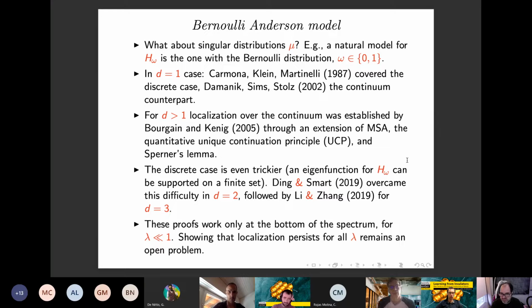Then, inspired by some work in harmonic analysis, Ding and Smart and Li and Zhang later overcame this difficulty in dimension 2 and higher. But this proof works only at the bottom of the spectrum, which is maybe okay, but what is important is they only work in the weak disorder regime. Lambda, just to remind you, is the strength of the disorder, so it has to be much smaller than 1. Showing that localization persists for all lambda, and that you have full localization for large lambda, remains an open problem in the field.